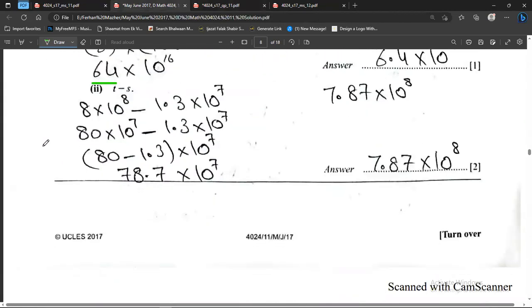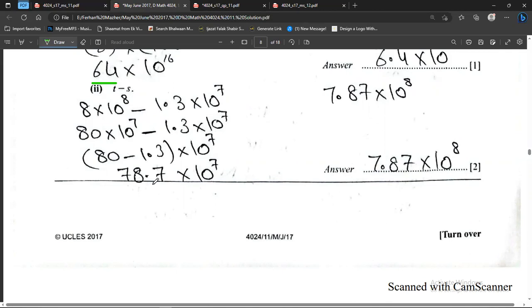So T minus S will be 8 expo 8 minus 1.3 expo 7. I will move this decimal one step to the right. It will become 80, and the power will be decreased by 1. So it is 80 into 10 raised to power 7 minus 1.3 into 10 raised to power 7. So 10 raised to power 7 can be taken as common. So in the bracket, we will have 80 minus 1.3.